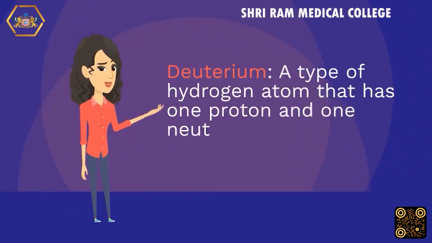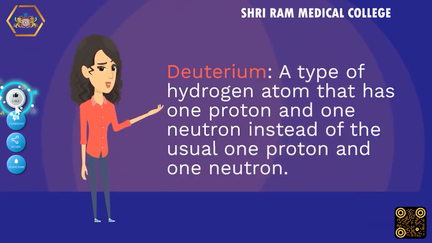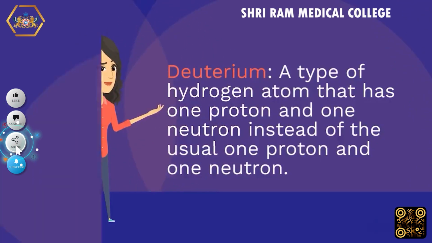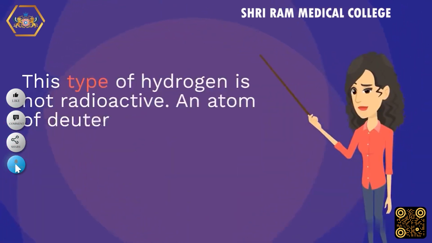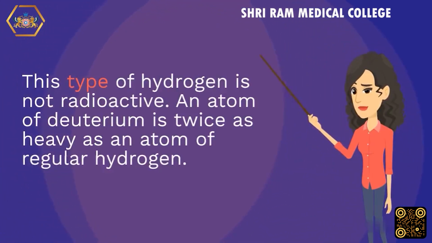Deuterium, a type of hydrogen atom that has 1 proton and 1 neutron instead of the usual 1 proton and no neutron. This type of hydrogen is not radioactive. An atom of deuterium is twice as heavy as an atom of regular hydrogen.